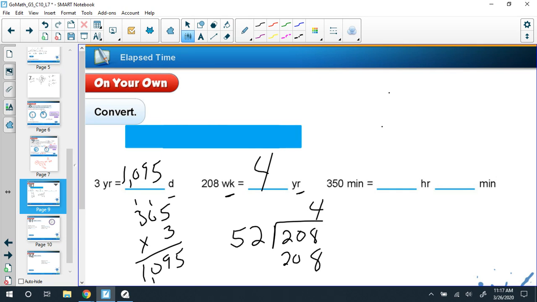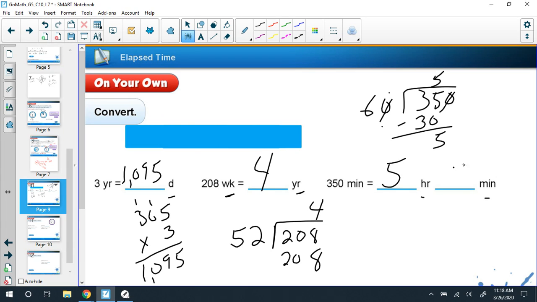And then our last one over here, we're going to go from 350 minutes to hours and minutes. Again, minutes are smaller than hours, so we need to divide 350 by 60 minutes in an hour. I'm going to ignore that 0 and that 0 because I can. I'm just going to simplify things. 6 goes into 35 5 times, which is 30, and that leaves me with 5. So 350 minutes is 5 hours, and then there would be 5 minutes left over.